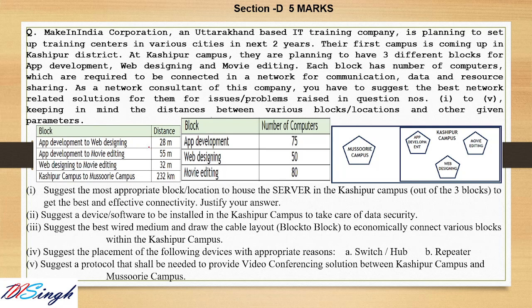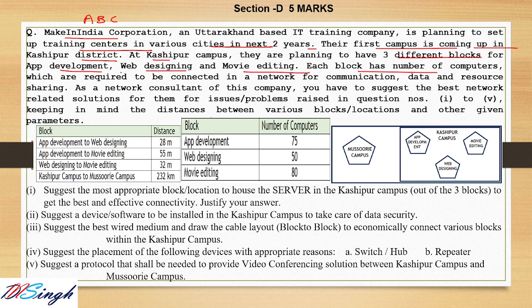This particular question has five sub parts in it, and they will give a name like Make in India Corporation or any other name like ABC Corporation. An Uttarakhand based IT training company is planning to set up training centers in various cities in the next 2 years. Their first campus is coming up in Kashipur district. As a network manager you have to devise a plan for them. They have 3 different blocks for app development, web designing and movie editing.